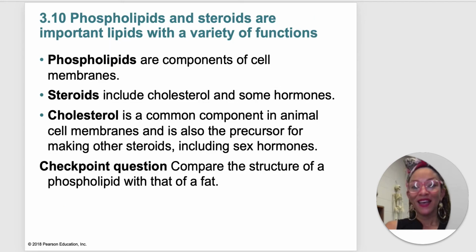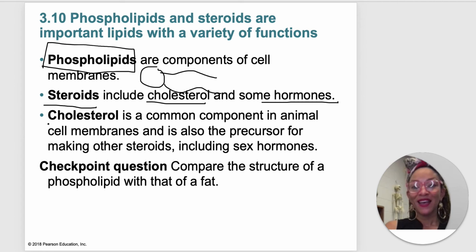Okay, so let's talk about a few other kinds of fats that we might see. We have something called phospholipids. And just like it sounds, there's going to be a phosphate and lipids. So it looks pretty similar to a triglyceride, only with the phospholipids, they're only going to have 2 fatty acid tails instead of 3. And of course, they have that phosphate head. All right, next we have steroids. So these include things like cholesterol and some sex hormones.